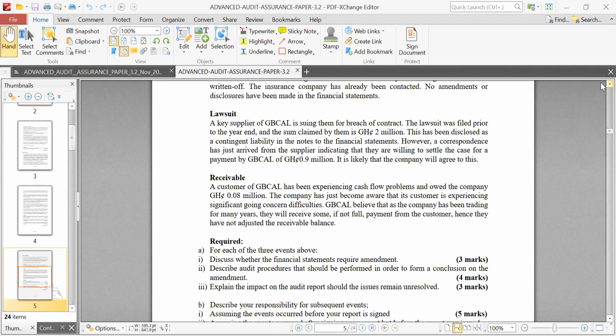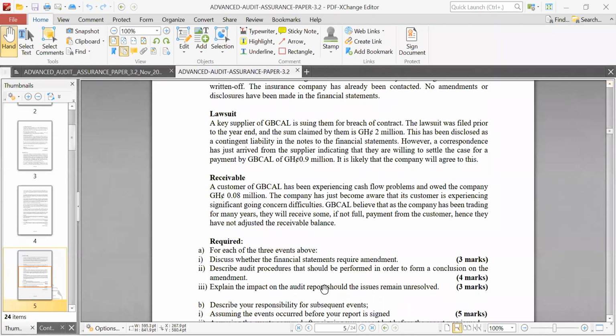You can inquire with management. You can review the post year-end receivable balance to check if any payments have been received from the customer. Basically, those 9 audit procedures I gave you are very, very important. Let's move on to III.